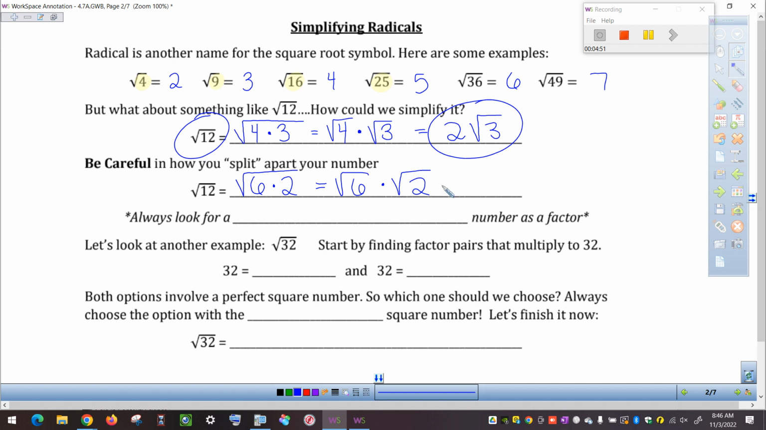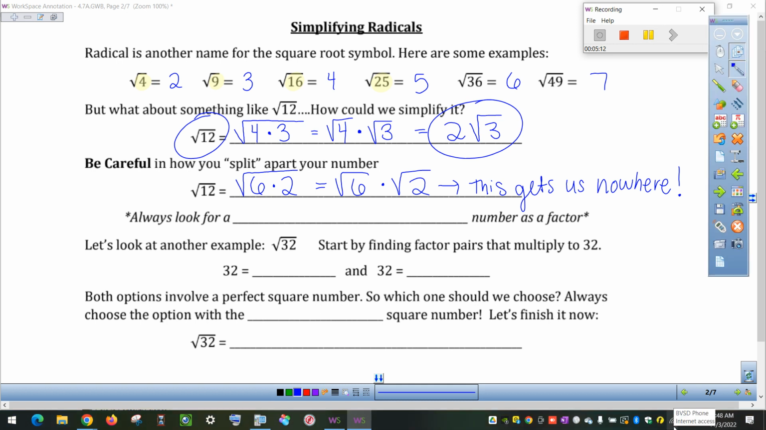So I'm just going to make a little note here that this gets us nowhere. We're not actually able to simplify because 6 is not a perfect square and 2 is also not a perfect square. So that's a great question. You only need to have one of the numbers to be a perfect square. But let's go ahead and fill this in here, that we do want to make sure that we have at least a perfect square value as one of our factors.